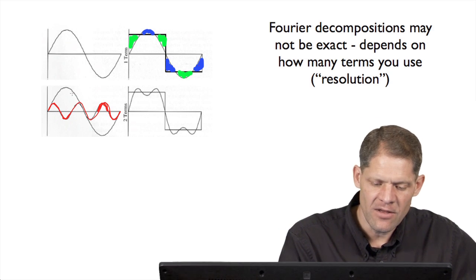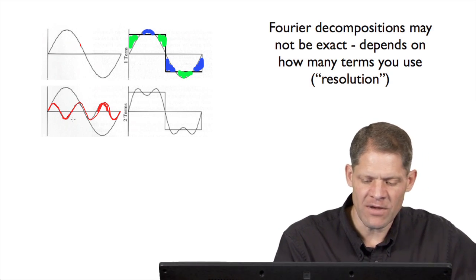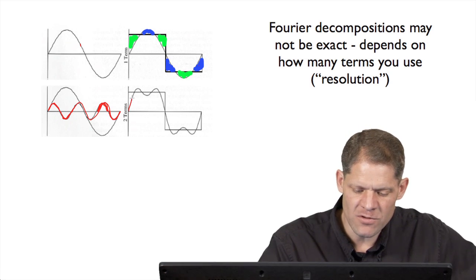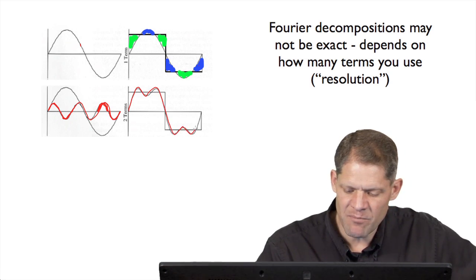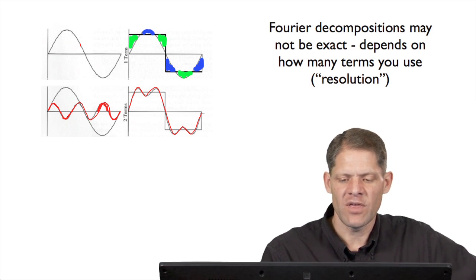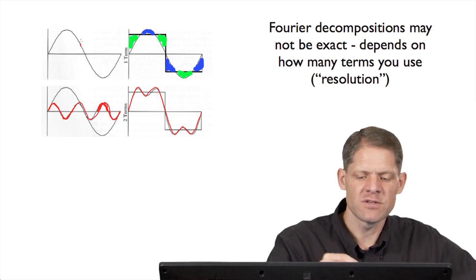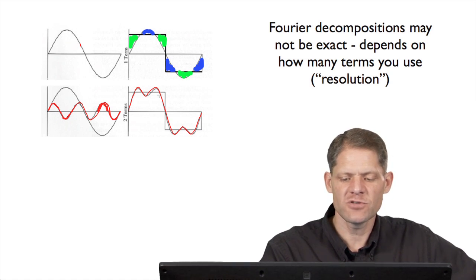So if we add this first sine wave and now this second sine wave that we've added, the sum of those looks like this. And it is a better approximation to the step function than the first sine wave was. So basically, by adding two together, we're getting closer.